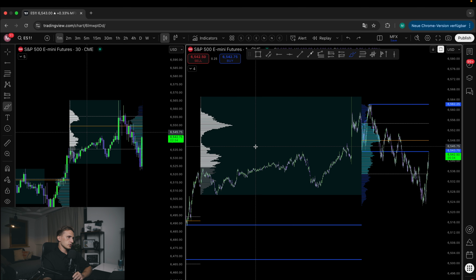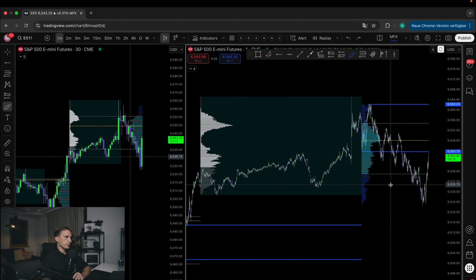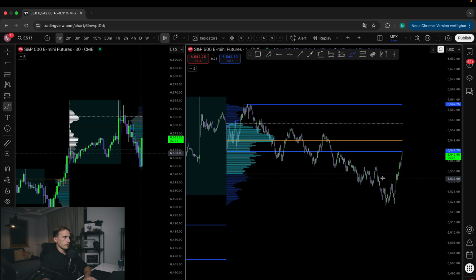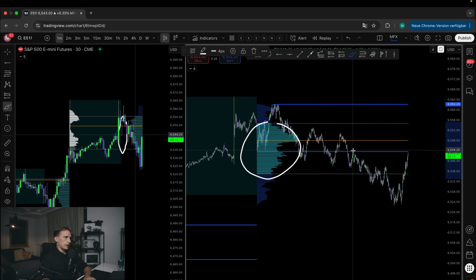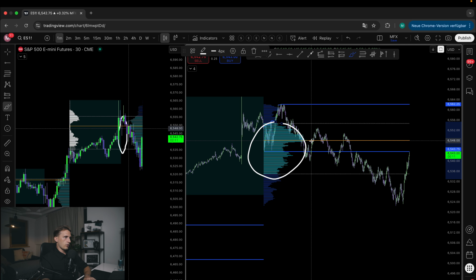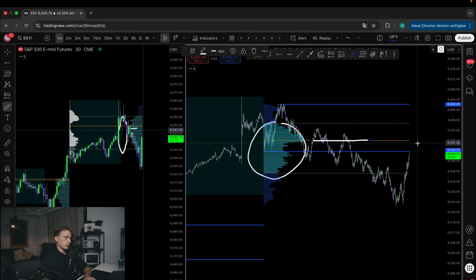There are tons of videos out there on YouTube about what the value area high is, the value area low, the 70% traded volume, the point of control. Right here you can see the 70% volume traded, and then we have this yellow line, that's the point of control. So this is the fair price.